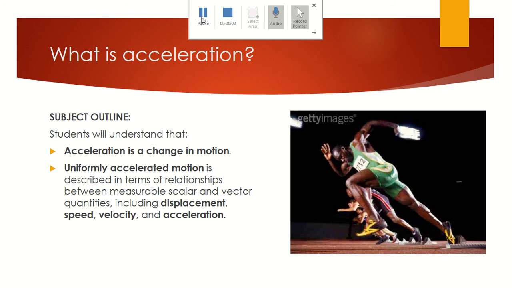In this video, we're going to be looking at acceleration. From the subject outline, students will understand that acceleration is a change in motion. Uniformly accelerated motion is described in terms of relationships between measurable scalar and vector quantities, including displacement, speed, velocity, and acceleration.